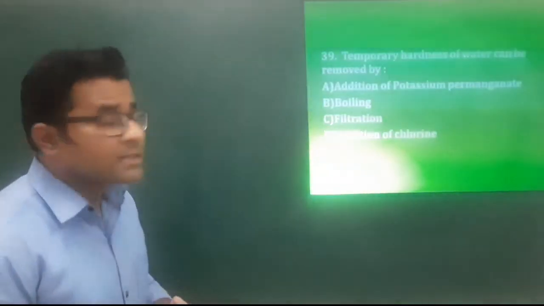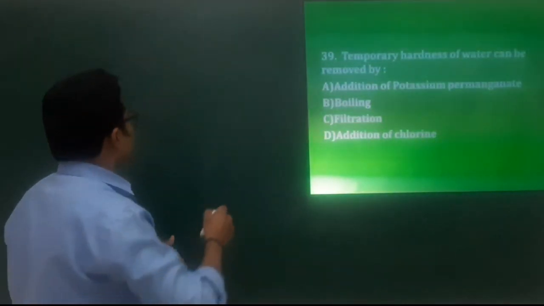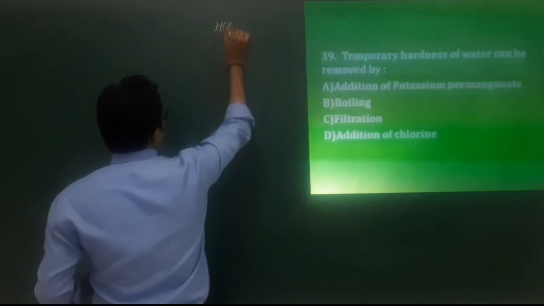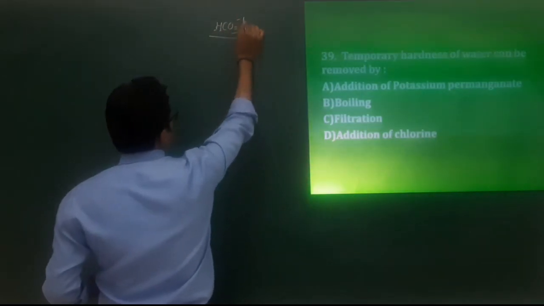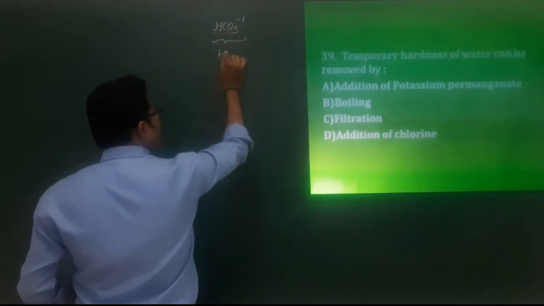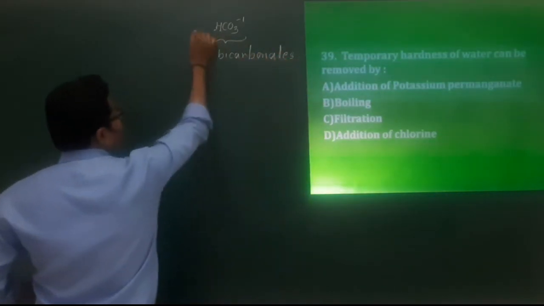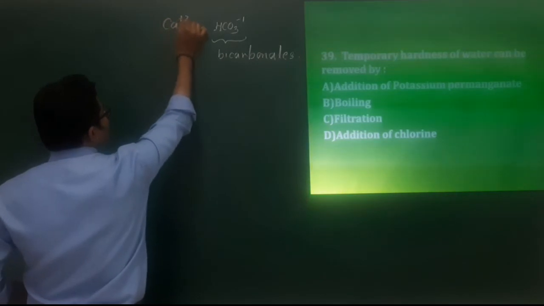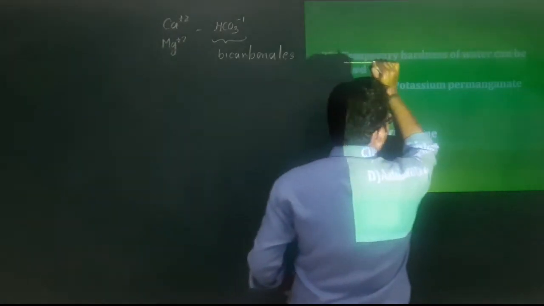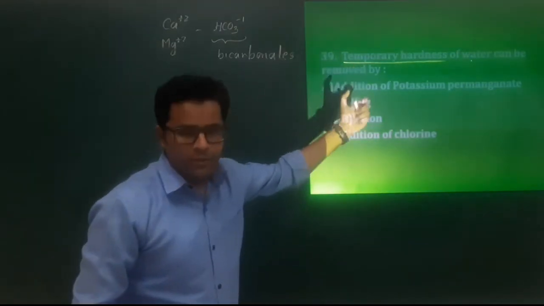Coming towards the next question, temporary hardness of water. Now they are speaking about the temporary hardness over here. Temporary hardness of water is caused due to the hydrogen carbonates, or bicarbonates, as we can say. Now these bicarbonates, in combination with either calcium ions or magnesium ions, are going to cause us the temporary hardness of water. Now they are asking how we can remove those.